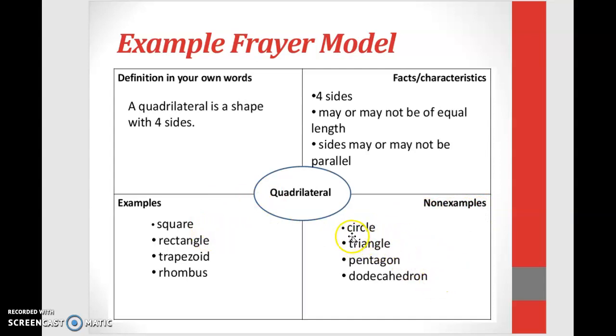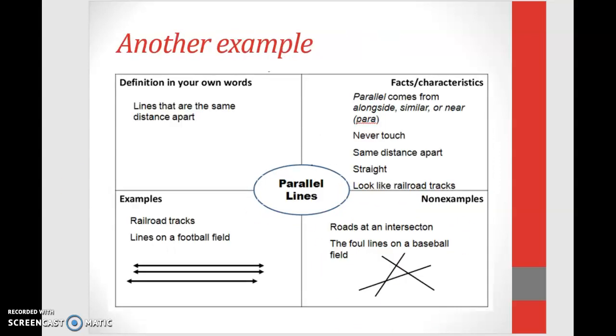And so you could explain to them why a circle is not considered a quadrilateral. Well, there's not 4 sides, right? Stuff like that. So triangle, how many sides does a triangle have, everybody? Oh, 3, you're right, great job. So that's why you want to include some non-examples. Okay, another example is parallel lines. So again, definition in your own words, facts, characteristics over here, examples and non-examples. And you can talk about, hey, maybe go out into the school and find an example of parallel lines and then find a non-example of parallel lines.